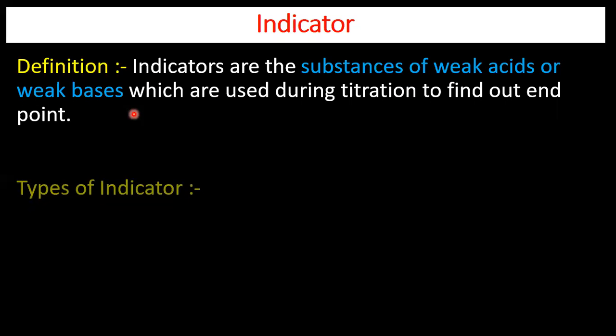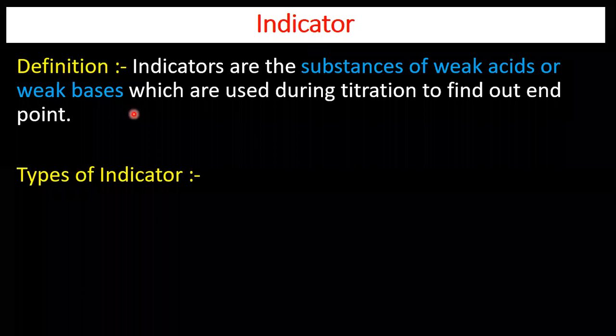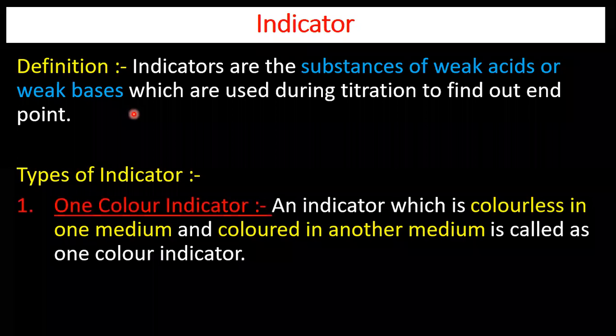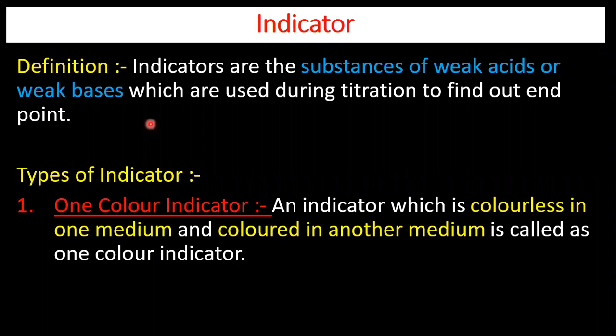For example, there are two types of indicators: one color indicator and two color indicator. So what is a one color indicator? An indicator which is colorless in one medium and colored in another medium is called a one color indicator.